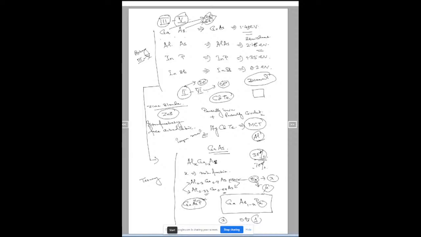Longer wavelength detection, IR detection. LWIR, you can say long wavelength infrared detector. This material is used. These materials are ternary semiconductors. So here it is a ternary 3-5 semiconductor. In a similar way, I can change simultaneously both group 3 and group 5.